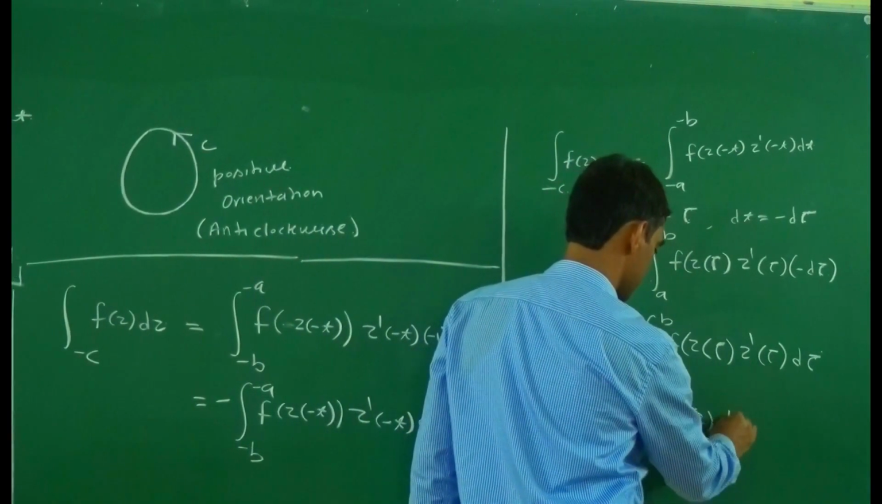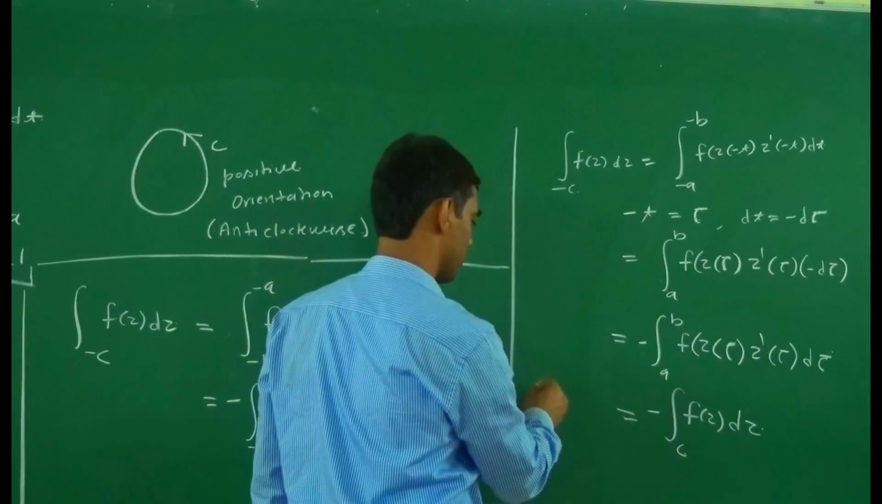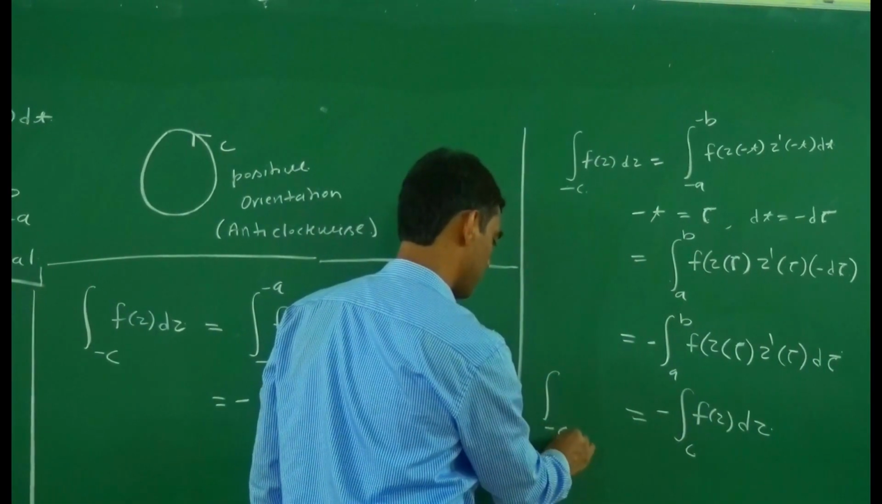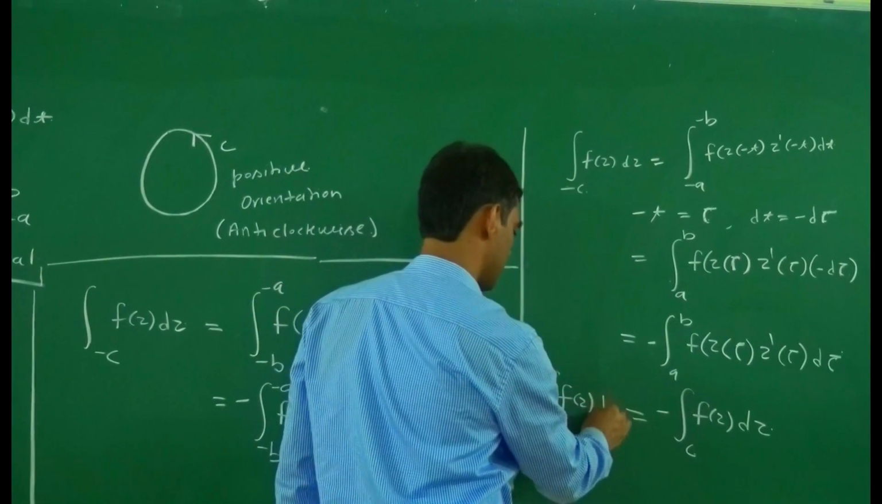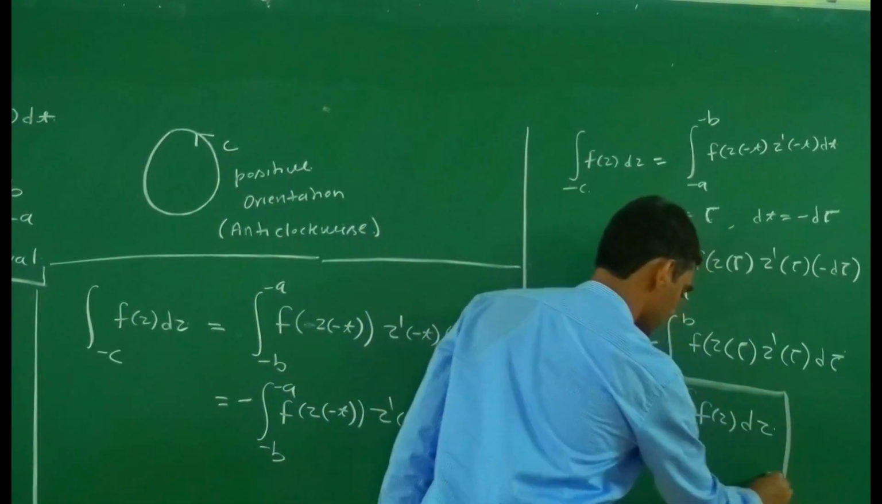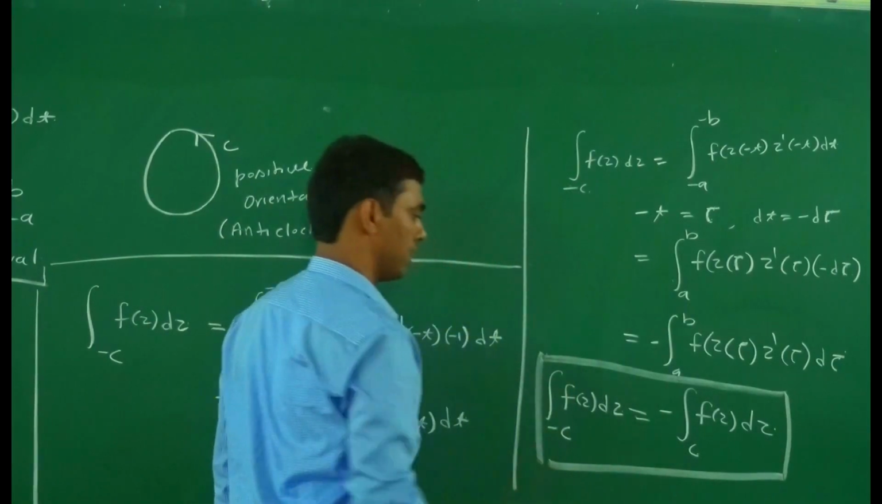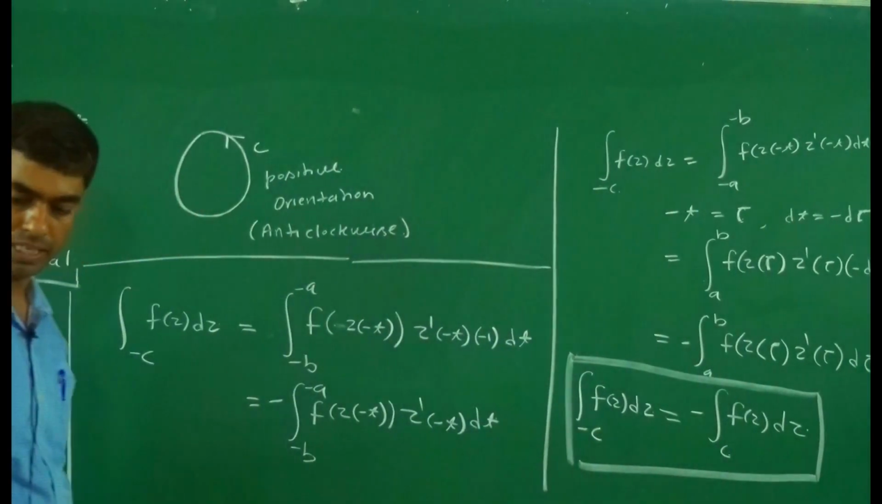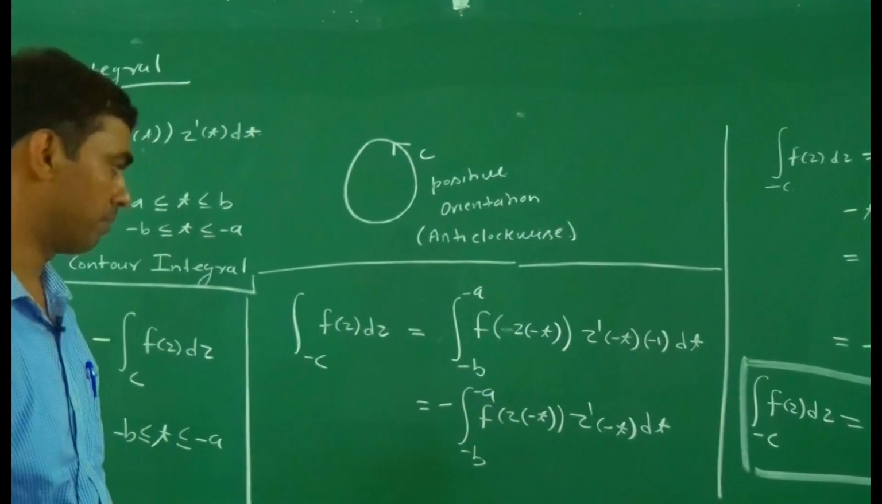f(z) dz. So this one is a very simple property, meaning the integral over minus c of f(z) dz equals minus of the integral over c of f(z) dz. So this is one property.